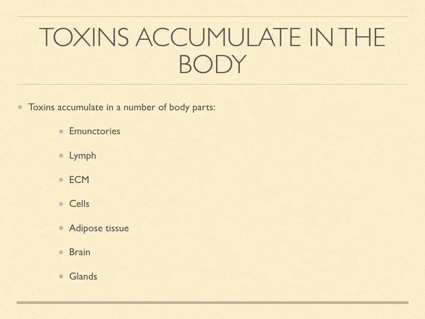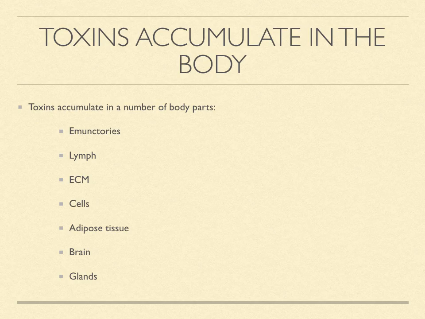So toxins will of course accumulate in the body. The body first tries to get rid of them through its organs of elimination, which have traditionally in naturopathic medicine been called the emunctories, and we spoke extensively about those in another video. So first they will go to our emunctories and they will see if they can be eliminated from the body. But if they can't, because there are too many toxins for our detox pathways in the body, they will gradually start accumulating in other body parts.